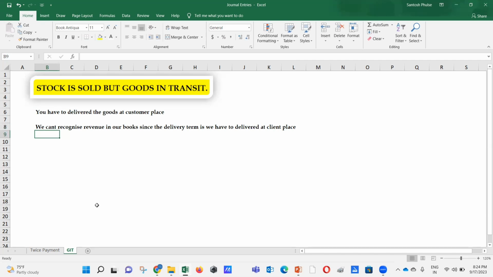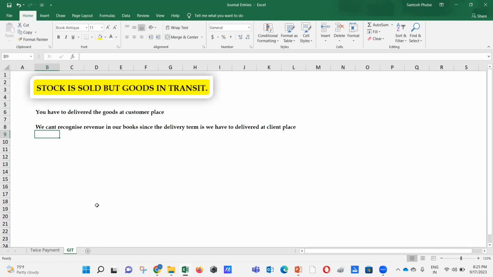And if it's as and when it's moved out from our premises, we have the right to recognize the revenue in our books. The condition is that risk is going to be transferred once the goods are moved out from our premises. As and when it's moved out, we have the right to recognize the revenue in our books. So considering this, how is it going to be from an R2R standpoint?